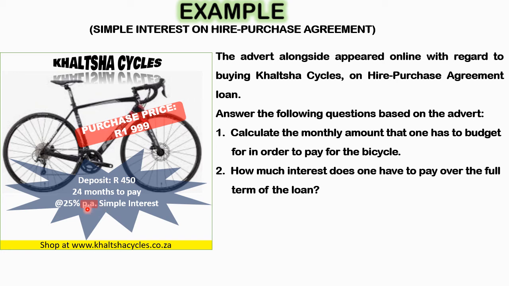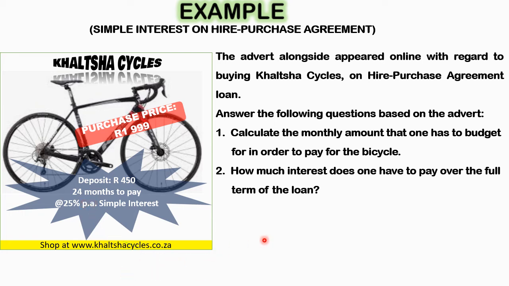Okay, when you say PA, you are actually saying per year or yearly. So it means it is 25% per year. So it means we add the interest every year, just like that. Okay, that is why it says per annum. So per annum means per year, or on a yearly basis.